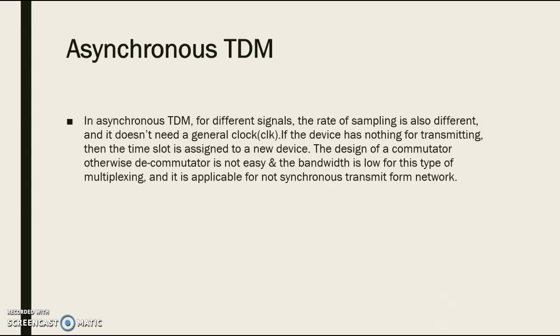In asynchronous TDM, for different signals, the rate of sampling is also different, and it does not need a general clock. If the device has nothing to transmit, then the time slot is assigned to a new device. The design of a commutator is not easy and the bandwidth is low for this type of multiplexing. And it is applicable for non-synchronous transmission from the network.